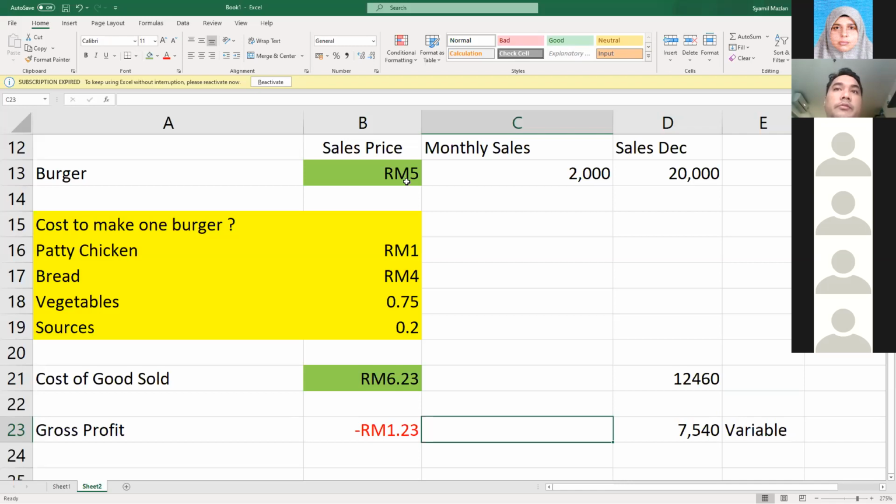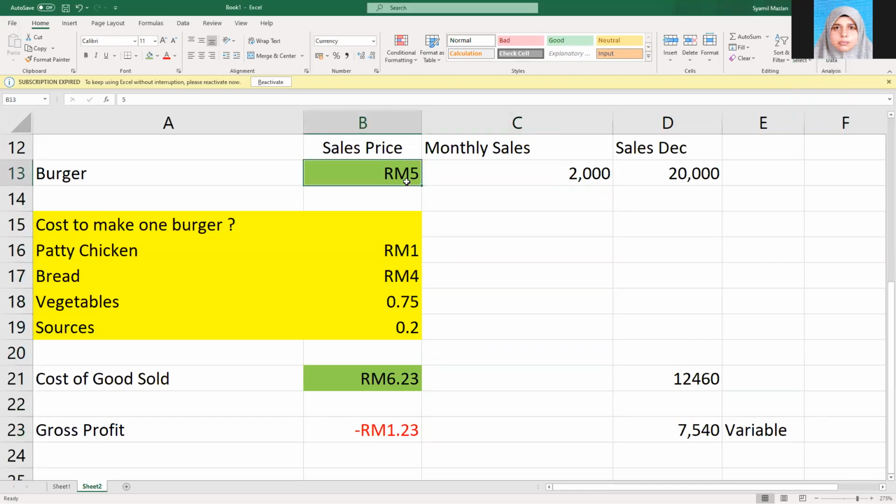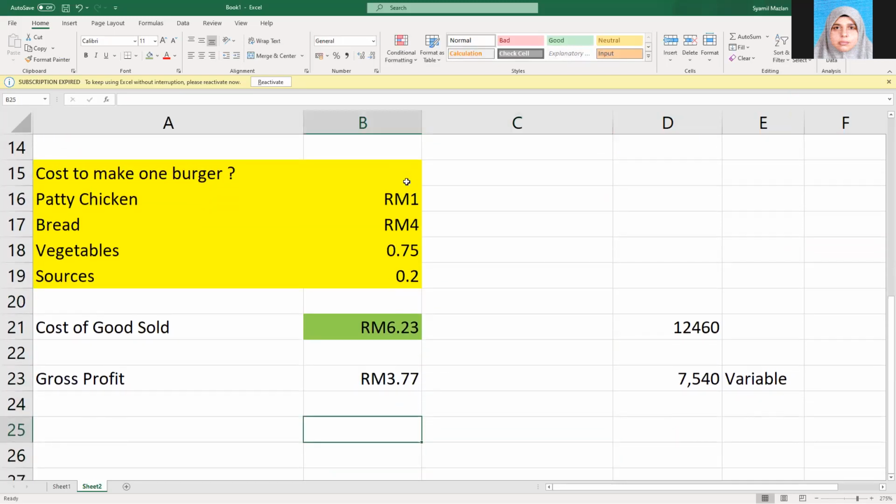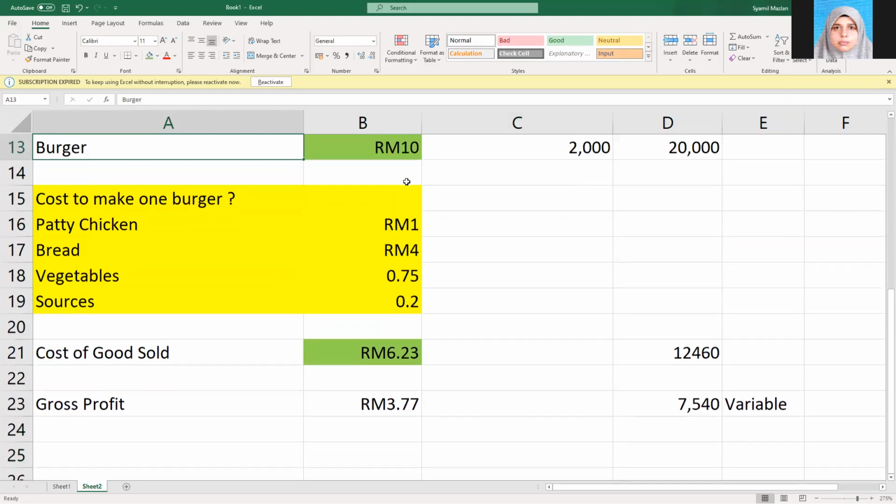So is the business viable when there is a loss? No, right? So think about it. You need to increase the price. So you must increase the price so that you can cover your cost of goods sold. So no use if you make a business but you are making a loss. Okay. Let's say you take 10 ringgit. So this is what we call the sale price for one of your single burger.